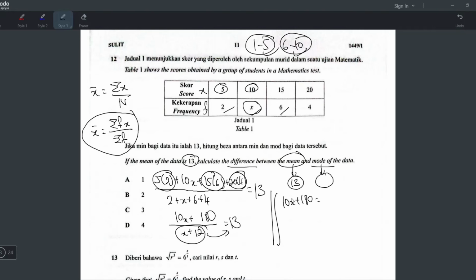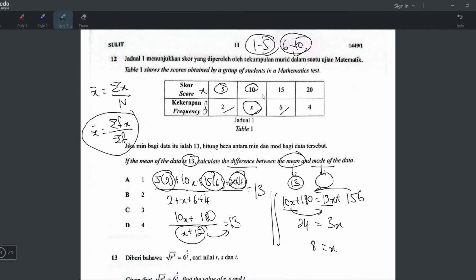Okay, 13 times X is 13X. And then 13 has to be times 12 also. So I press and get 156. Okay, I want to find X, so X with X we can do. This one goes over there, 13 minus 10 is 3X. And then here the 156 moves over, 180 minus 156. I got 76. Wait, how? Okay, 24. And then to find X now, 24 divided by 3 gives 8.